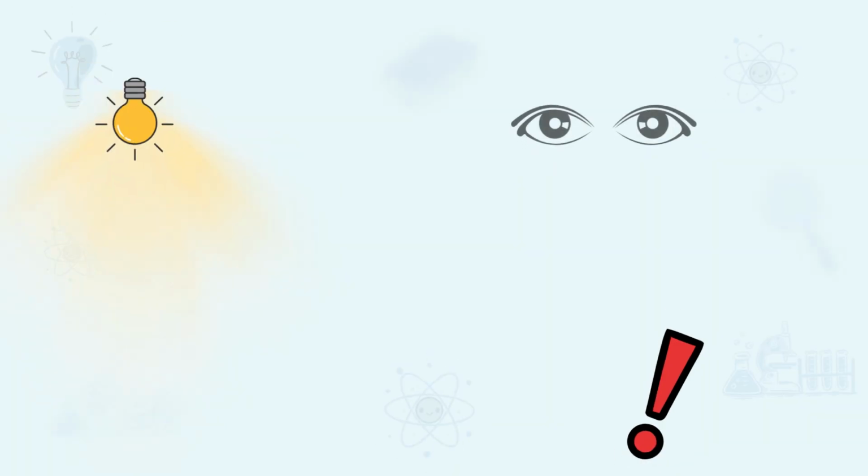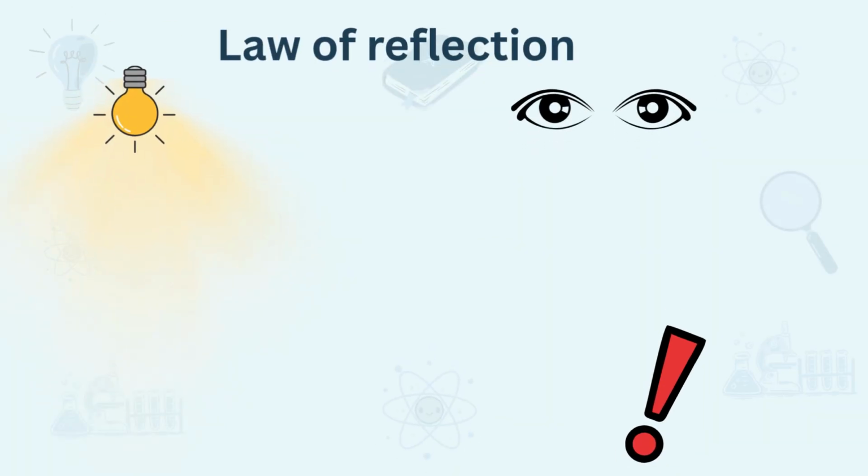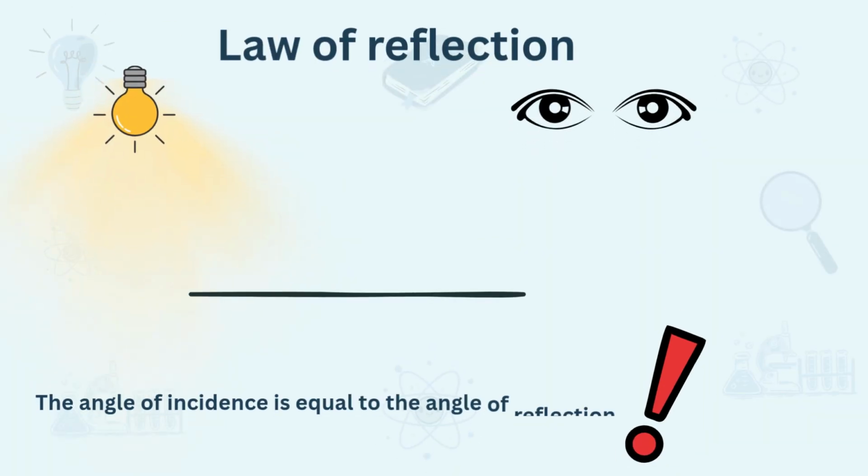To understand how light reflects, we use the law of reflection. The law of reflection says that the angle of incidence is equal to the angle of reflection. We often write this as I equals R. Now, what do these terms mean?